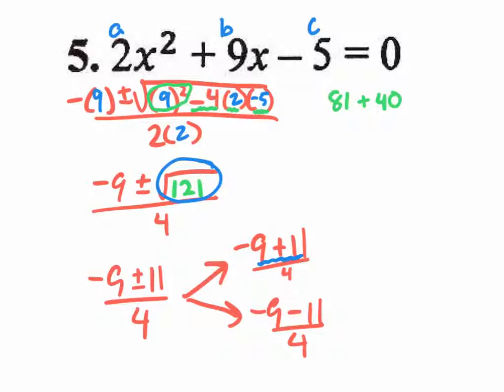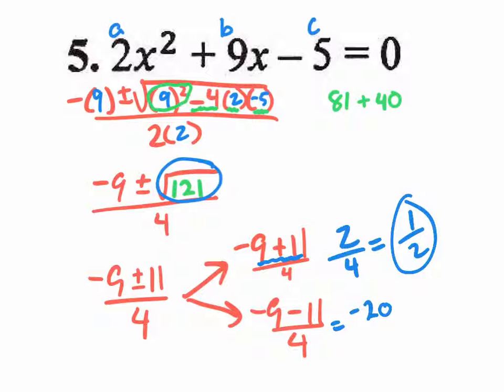Negative 9 plus 11, that is 2. 2 divided by 4, you can't really divide 2 by 4, but you could reduce it. It becomes 1/2. The other one, negative 9 minus 11, that is negative 20. And of course, it's still divided by 4. And negative 20 divided by 4 is negative 5. So you get your two answers right there for this equation.